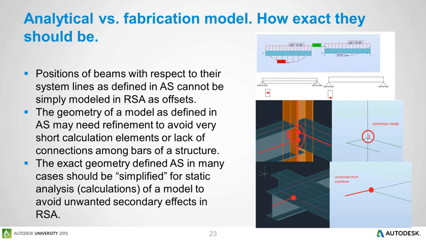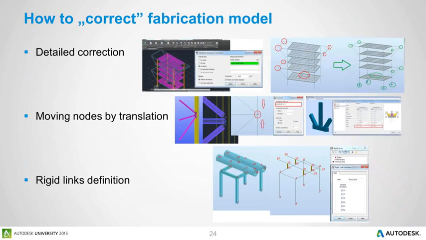The geometry of a model as defined in Advanced Steel may need refinement to avoid very short calculation elements or lack of connections among bars of a structure. The exact geometry defined in Advanced Steel in many cases should be simplified for static analysis of a model to avoid unwanted secondary effects. In Robot, there are many ways in which you can convert an imported fabrication model into a coherent analytical one. I will demonstrate some of them in a few moments.